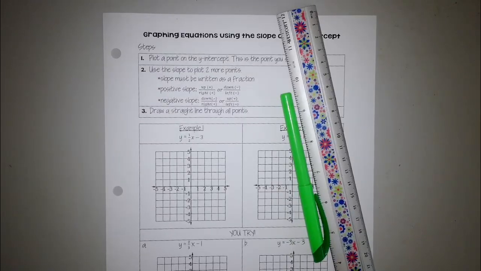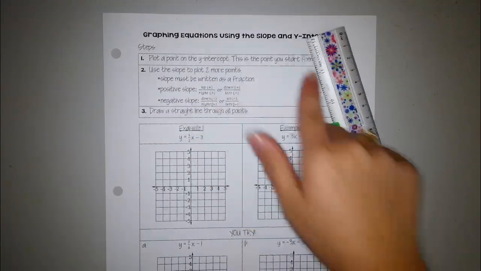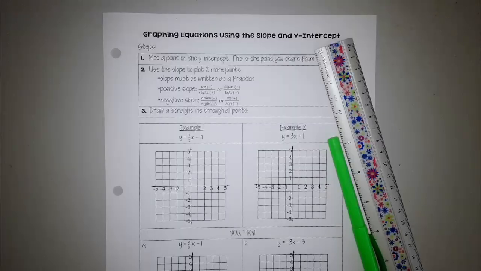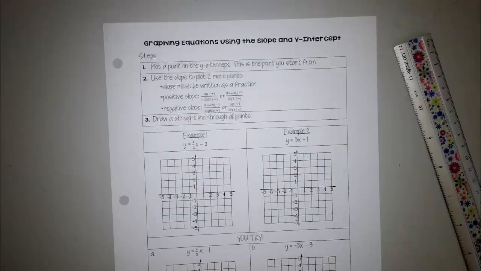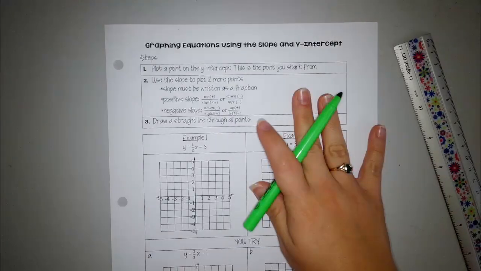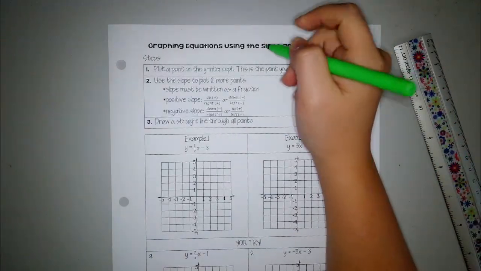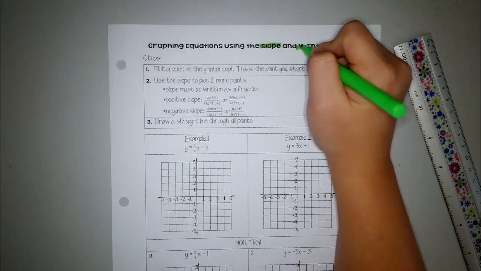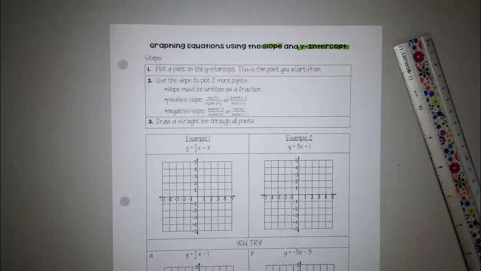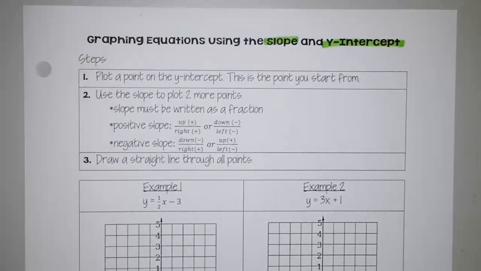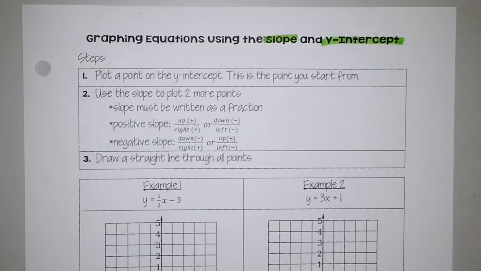Very cool. So today we're going to be learning how to graph equations by hand, and there are two things you need in order to graph something. You need a slope and you need a y-intercept. So go ahead and take your highlighter, and I want you to highlight slope and y-intercept. Those are the two things that you need to know in order to graph. You need to know what the slope is, and you need to know what the y-intercept is.